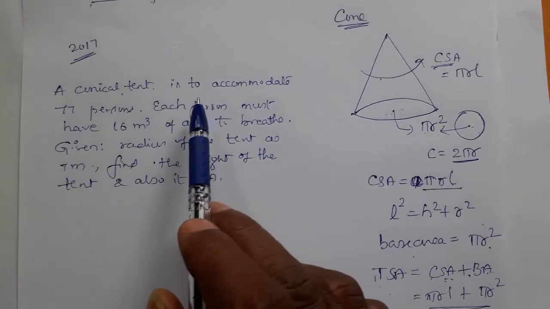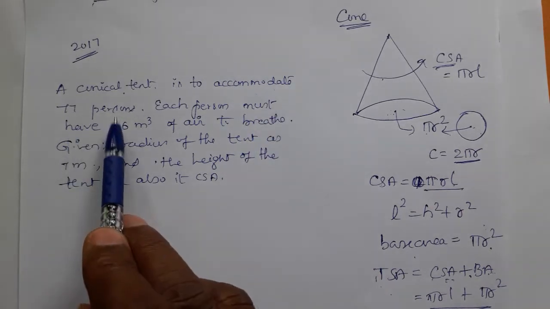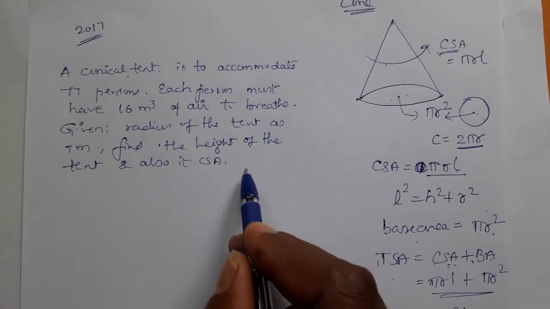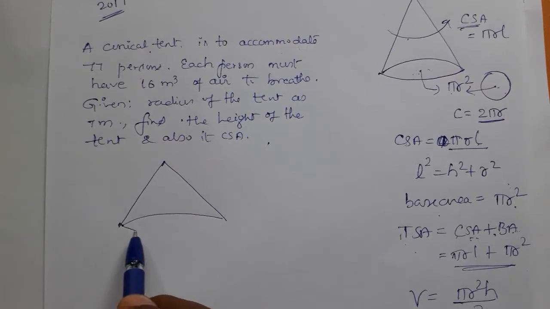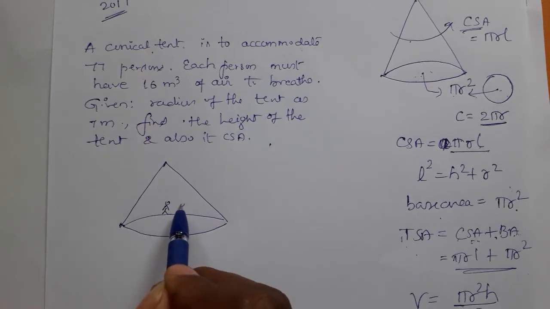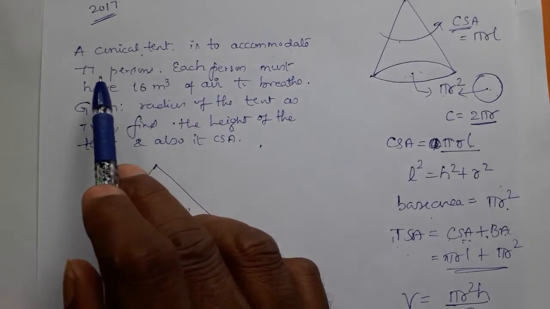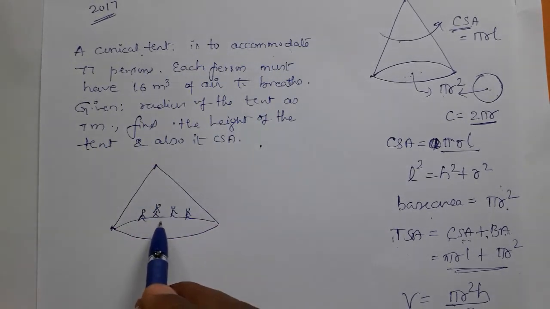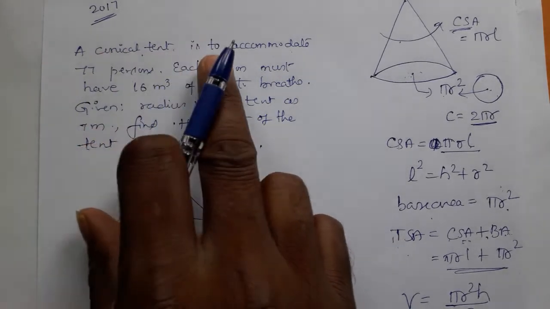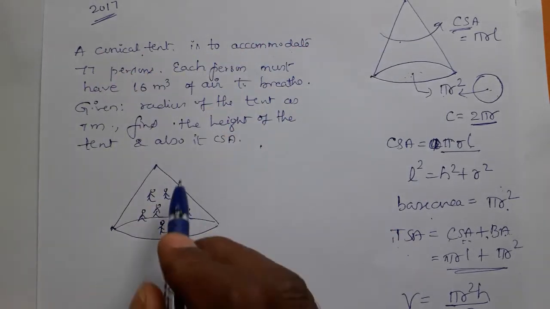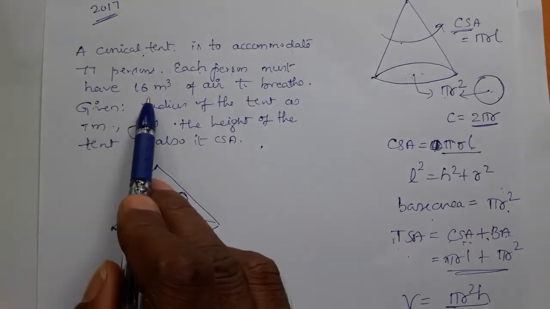A conical tent is to accommodate, this is the conical tent, 77 persons. That means in a conical tent, 77 persons can sit like this. A tent is in the form of a cone. Inside the cone, 77 persons can sit or stand, whatever. Totally 77 persons are there inside the conical tent. Each person must have 16 meter cube of air.